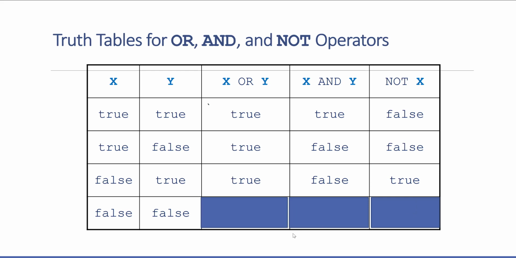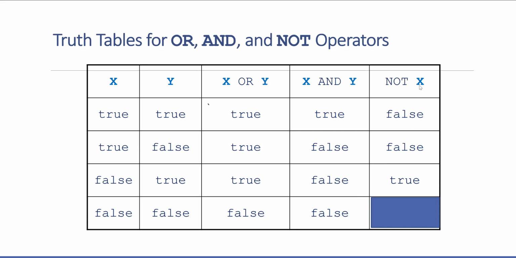All right, let's try one more line. Now X is false and Y is false. Are X or Y true? Nope, they're both false, so this would return a false. Is X and Y true? Nope, they're both false. Okay. Is X true? No, so the opposite of that is true. Is X false? Yes, it is. So that returns a true.